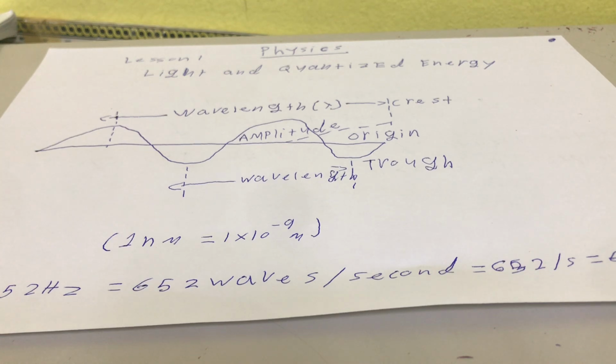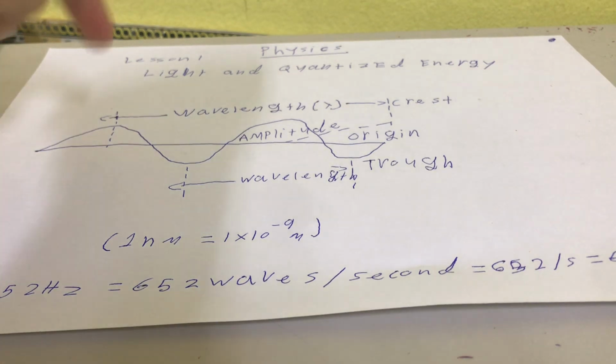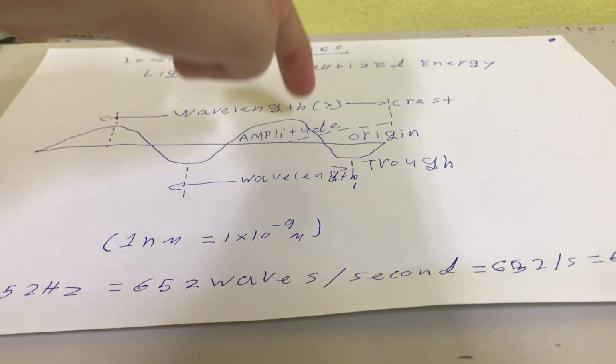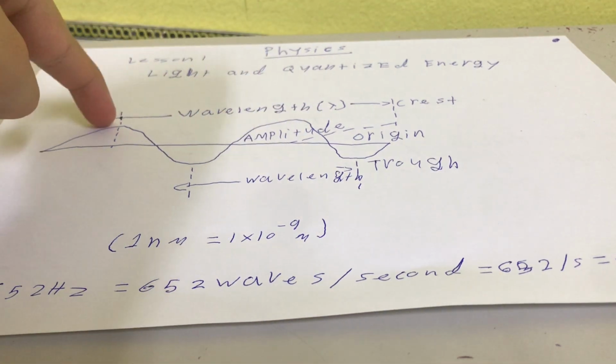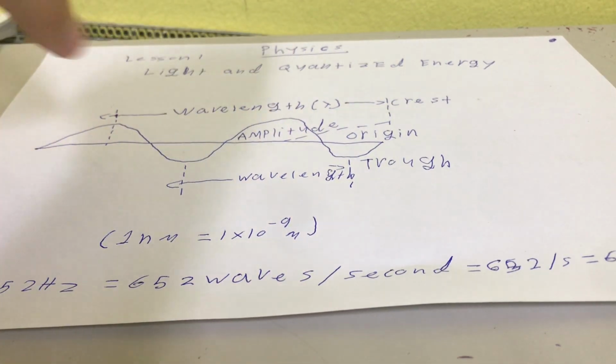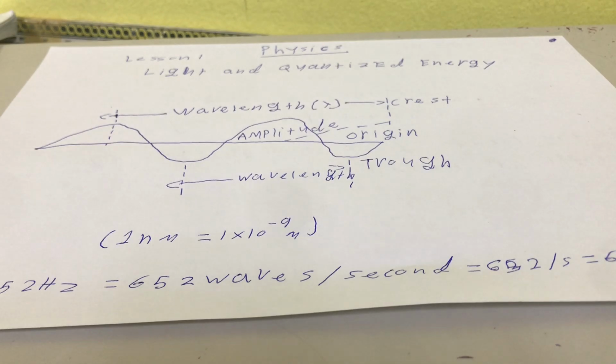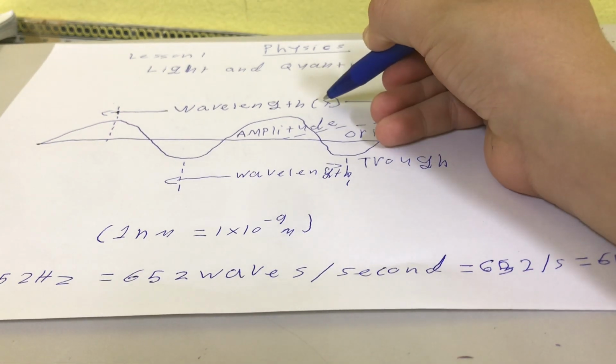Here we have a wave, and the distance from this point to this point is the wavelength. The length of this wave, from this point to this point, we name the wavelength, and we represent wavelength as the symbol lambda.